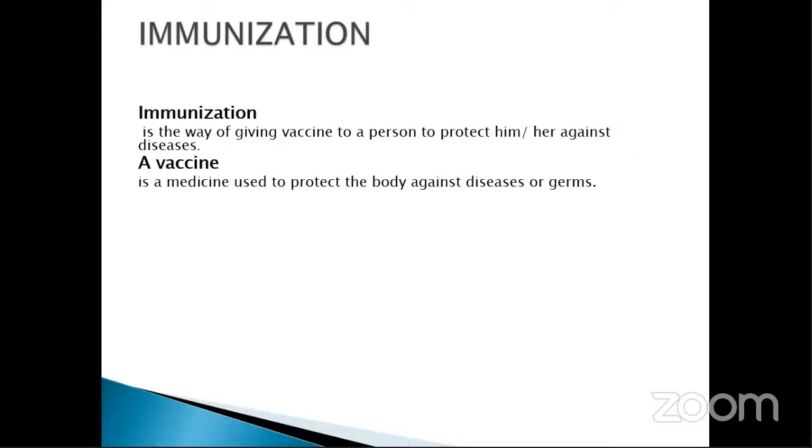Let's have Mark. What is a vaccine? A vaccine is a medicine used to protect the body against diseases or germs. Good. A vaccine is a medicine used to protect the body against diseases or germs. As simple as that. So that is the word vaccine.